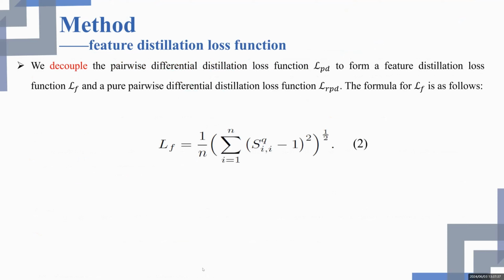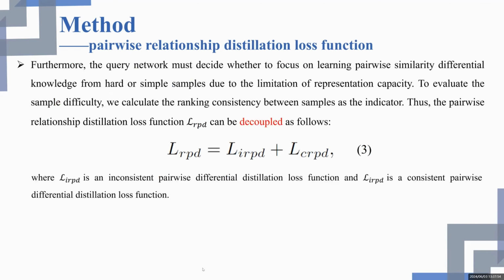We decouple the pairwise differential distillation loss function to form a feature distillation loss function and a pure pairwise differential distillation loss function. The formula for each distillation loss function is as follows. Furthermore, the query network must decide whether to focus on learning pairwise similarity differential knowledge from hard or simple samples due to the limitation of representation capacity. To evaluate the sample difficulty, we calculate the ranking consistency between samples as the indicator. Thus, the pairwise relationship distillation loss function can be decoupled as follows.